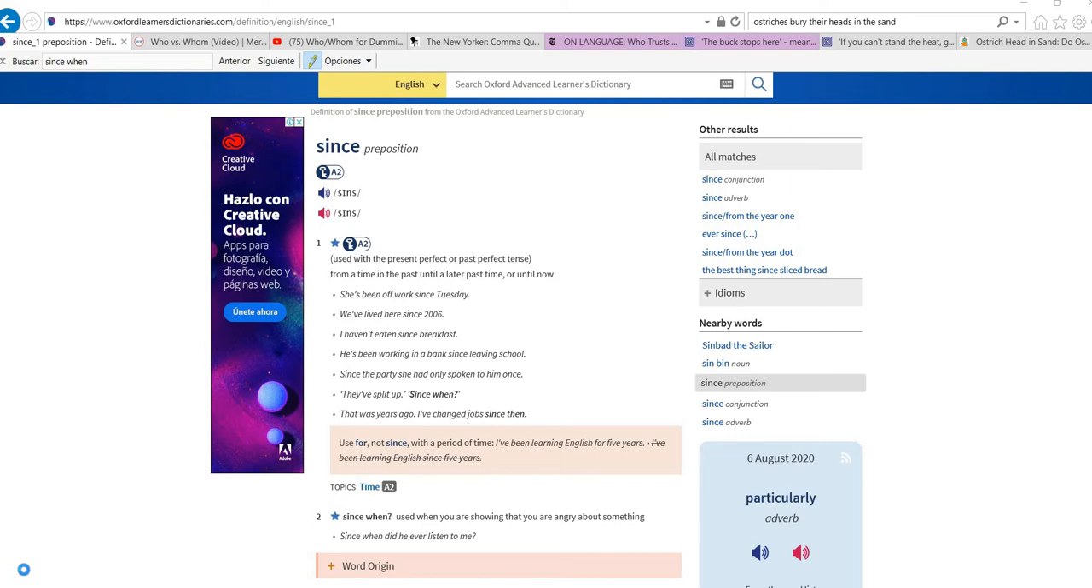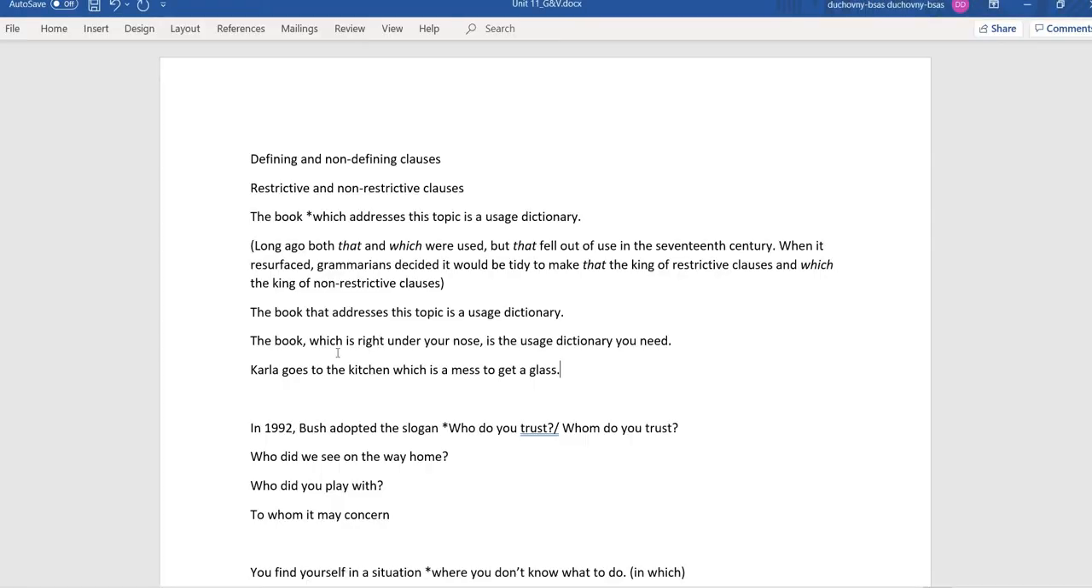So as I said, we're going to talk about relative clauses, and in this sense, one of the problems is being able to tell what is a relative clause. Then we're going to go to these notes. We typically call them defining relative clauses, but American English speakers tend to use restrictive and non-restrictive clauses.